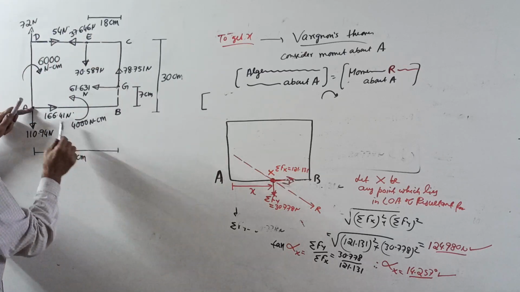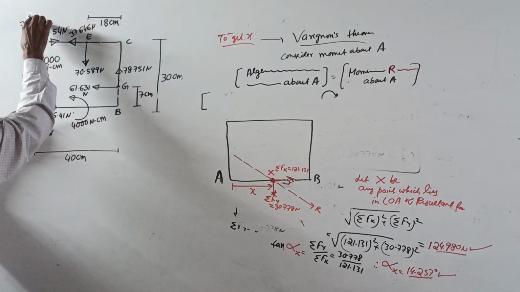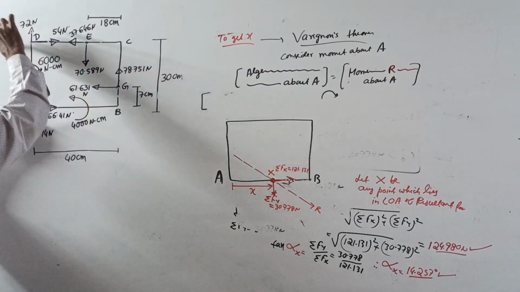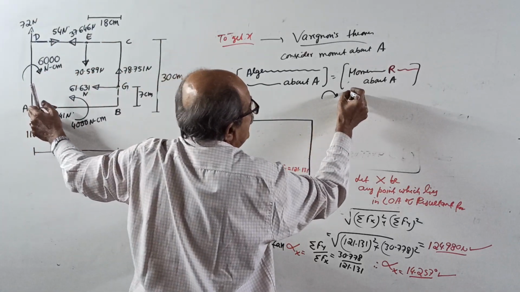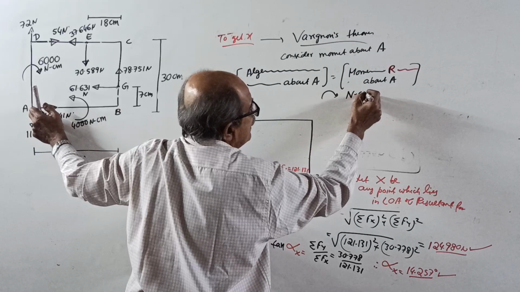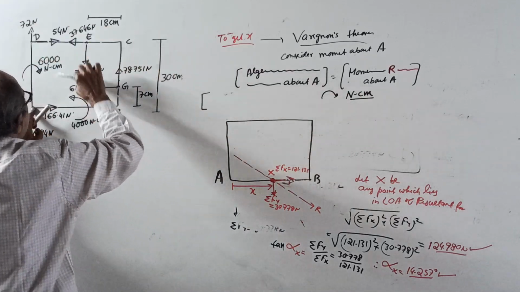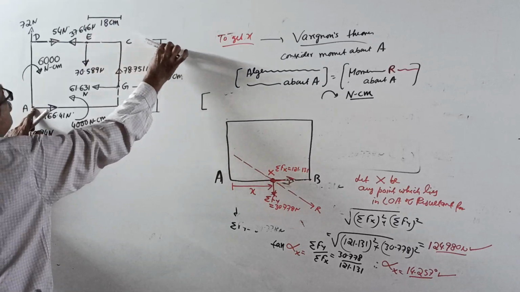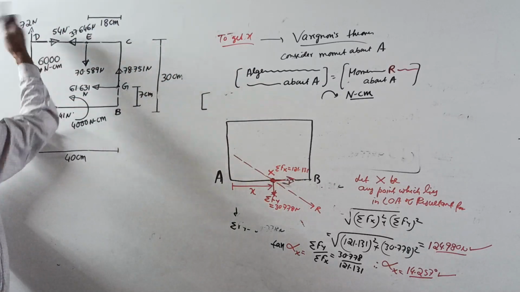110.94 into 0. 166.41 into 0, I won't write. 72 also into 0, you write if you want. 54 into 30. Moment will be in what unit? Moment will be in Newton centimeter. 54 into 30, even 37.646 also into 30. This is clockwise, that is anti-clockwise.